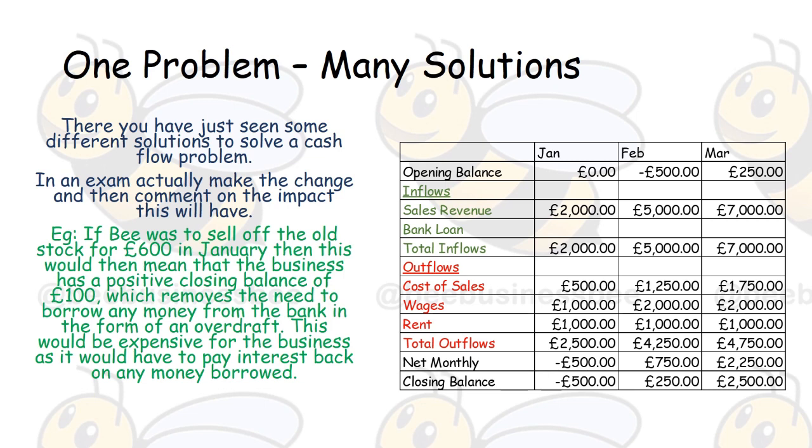For example, if the business was to sell off the old stock for £600 in January, then this would mean that the business has a positive closing balance of £100. This removes the need to borrow any money from the bank in the form of an overdraft. An overdraft would be expensive for the business, as it would have to pay the interest back on any money borrowed. As you can see, we've solved a liquidity problem, and it really is as simple as that.